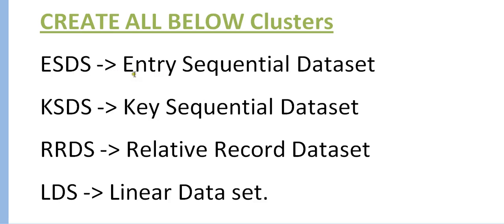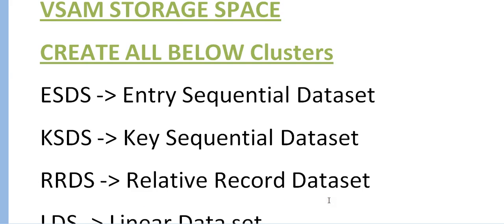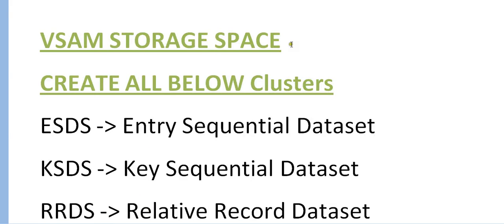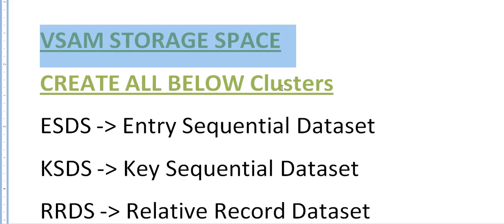As we know, ESDS stands for entry sequential data sets, KSDS stands for key sequential data sets, RRDS stands for relative record data sets and LDS stands for linear data sets. Okay, so let's look into VSAM storage space, which is our first topic.